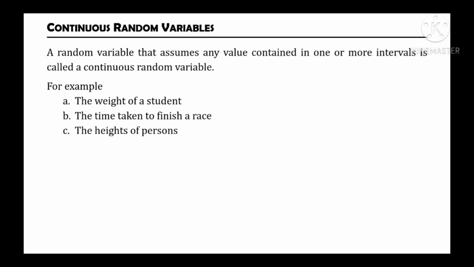The time taken to finish a race. Time is also a continuous random variable, as time can be seconds, minutes, hours. There is no one exact measurement for time. And the height of a person. So height is also a continuous random variable. We have centimeters, meters, inches, and so on. Means there is no one exact measurement for these variables.